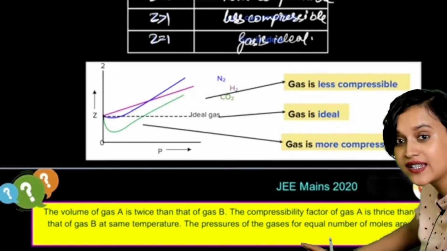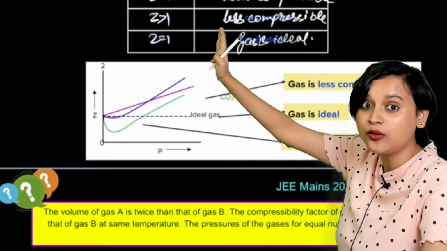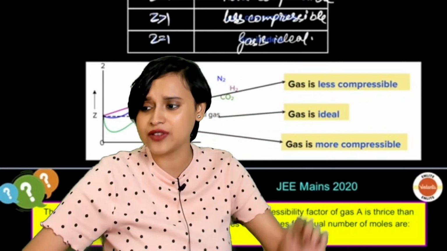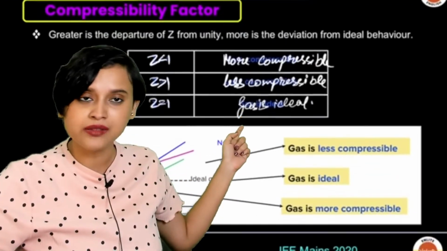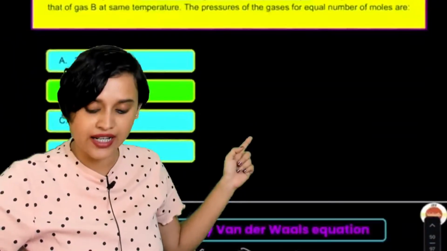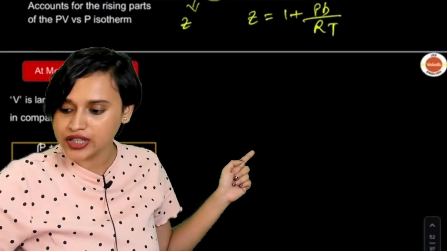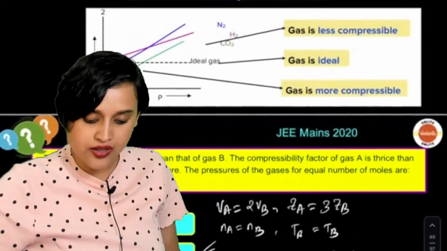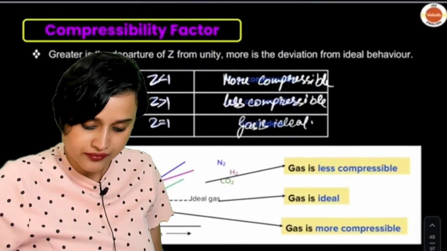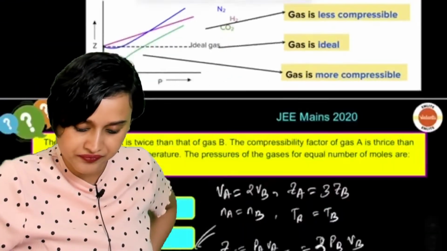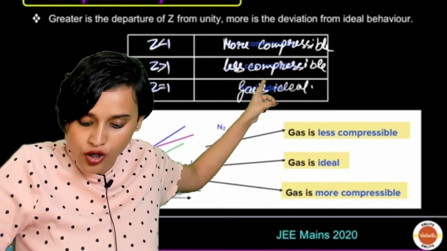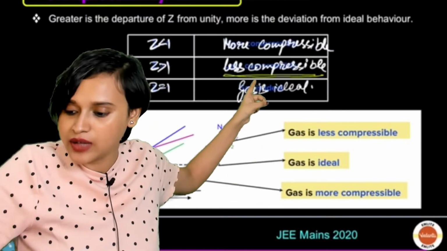At high pressure, Z was greater than 1, and gas is less compressible right here. Everybody, do you remember? Yes, very good. So this we have understood, isn't it? See, right here. Z is greater than 1, less compressible.